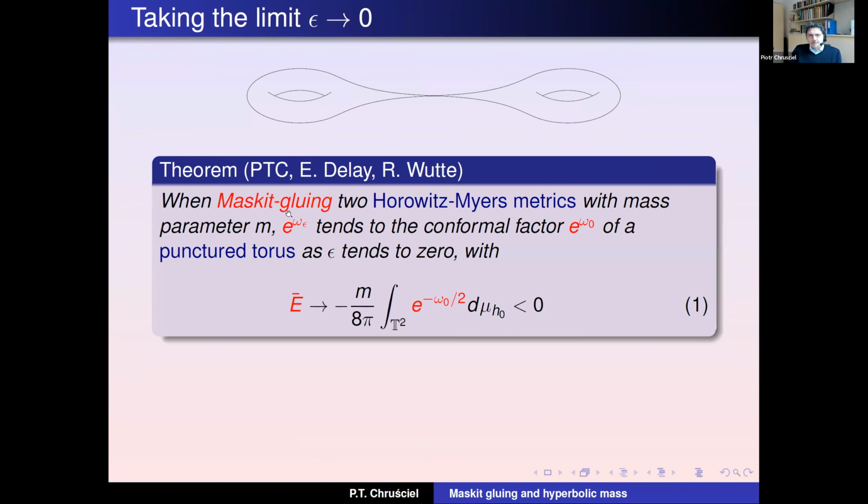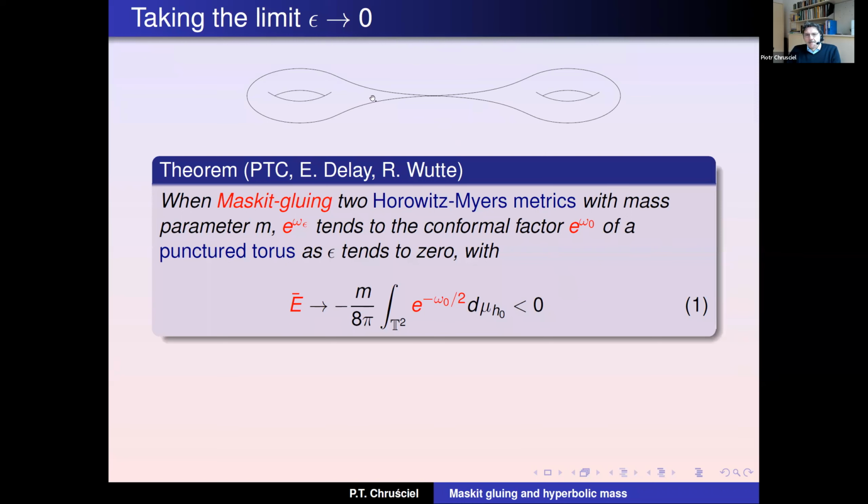Then when you mass kit glue 2 Horowitz-Myers metrics with parameter m, then this conformal factor, which happens for every step when you do the gluing, tends with epsilon to 0 to the conformal factor of a punctured torus. So what's happening here is that you have this bretzel, the neck becomes thinner and thinner, and when you pass to infinity, these things separate, right? Here it looks like they're still connected because epsilon is non-zero, very small, but when you pass to infinity, each of these ends becomes infinitely long, and these become two distinct manifolds, right?